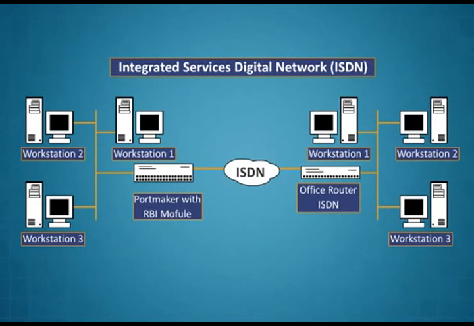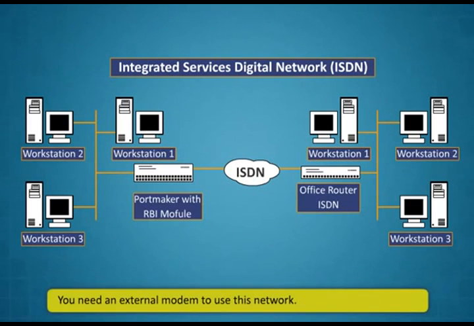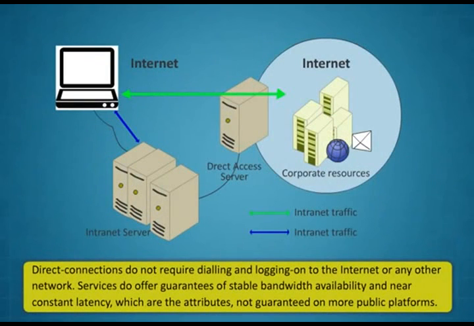Integrated Services Digital Network, ISDN. ISDN is similar to dial-up but offers connectivity through digital phone lines. It allows the usage of phone and internet at the same time. You need an external modem to use this network. ISDN enables wideband with digital transmission over the public telephone network, which means more data can be sent at one time. Direct connections do not require dialing and logging on to the internet or any other network.